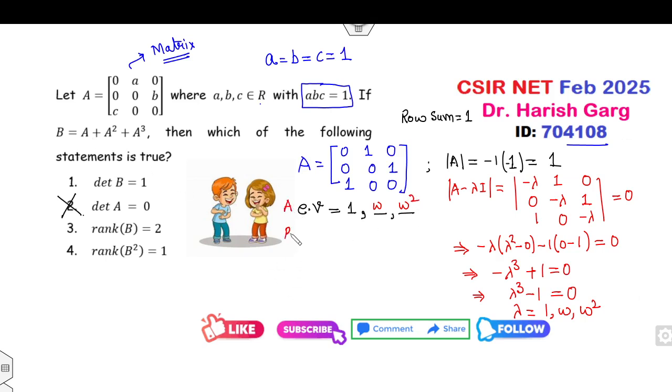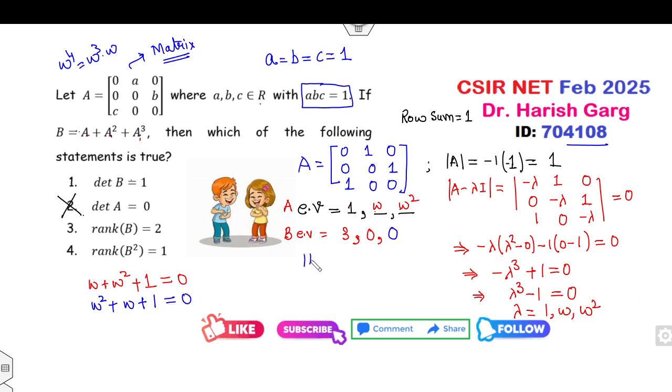Can you find the eigenvalues of B? If it is 1, then 1 plus 1 plus 1 is 3. If it is omega, then it's omega plus omega square plus omega cube. Omega cube is 1, so the answer is 0 because we all know this value will be 0. If it is omega square, omega 4 will be omega cube into omega, that is omega, plus omega 6. Omega 6 is 1. Again, this answer will be 0.